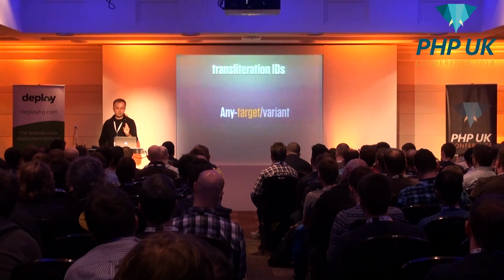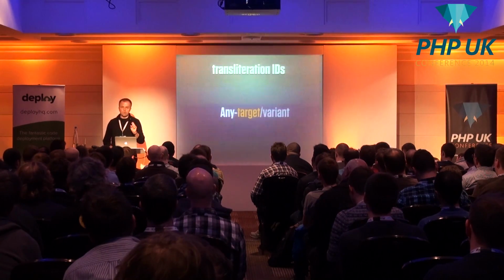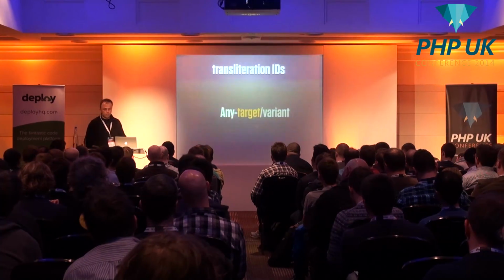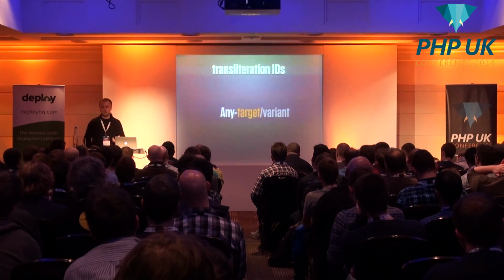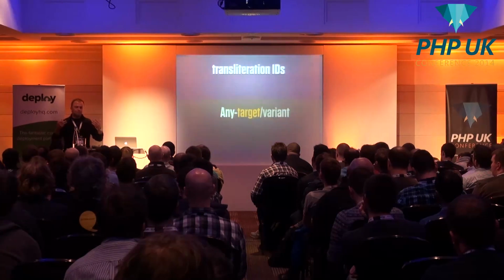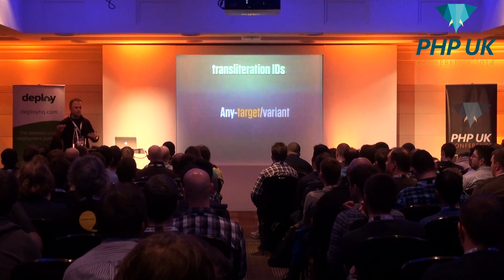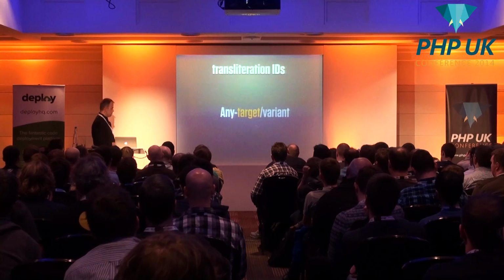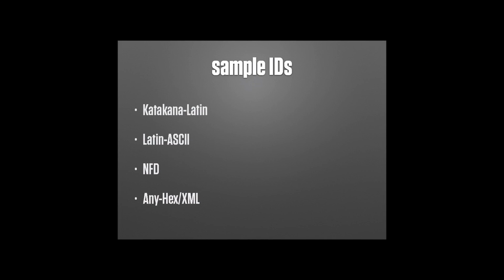You can create an inverse if you swap target and source, or you can call the create inverse method to do it automatically for you. But keep in mind that not all transformations are reversible. Like if you lowercase something, you can't really restore it because you don't know what the original was, right? Somewhat lossy. So here are some sample IDs: I want to go from katakana to Latin, or from Latin to ASCII. NFD is normalized decomposed form for Unicode. Or I want to go from any to hex, which basically takes characters and represents them as hex entities in XML format.